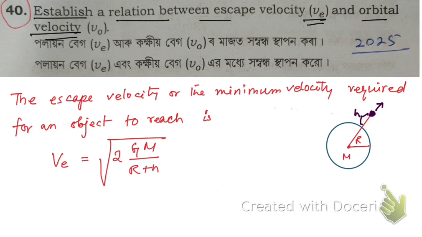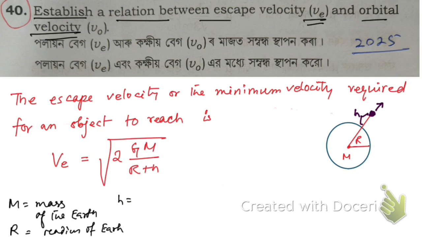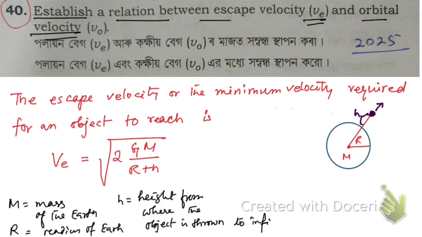So here M is the mass of the earth, R is the radius of earth, and H is the height from where the object is thrown to infinity. So this is equation number 1.